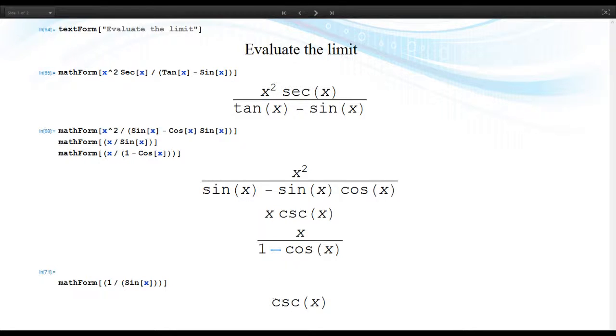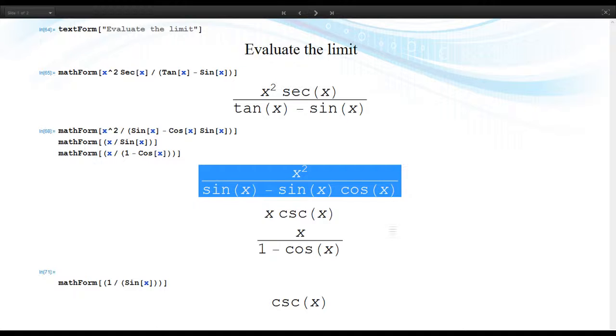So we get the limit as x goes to 0 of cosecant, and that limit doesn't exist. So this limit doesn't exist. This limit, it is 1, so that means that the limit as a whole didn't exist.